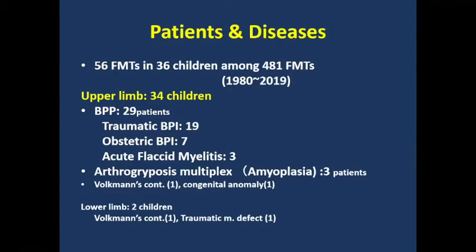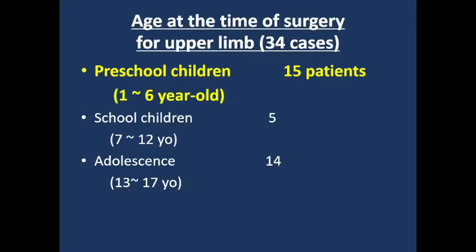I personally operated 56 free muscle transfers in 36 children from a total of 181 free muscle transfers. Today, I represent free muscle transfer for upper limb reconstruction, including brachial plexus palsy and amyoplasia of arthrogryposis multiplex. Among 34 cases, I'll focus on 15 preschool children younger than 6 years old to clearly recognize the characteristics of free muscle transfer in children.